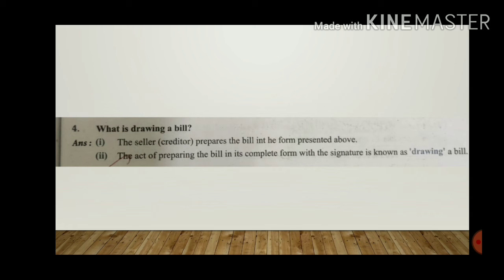The next one, what is drawing a bill? The seller is the creditor. Seller means creditor, buyer means debtor. The seller prepares the bill in the form presented above. The act of preparing the bill in its complete form with the signature is known as drawing a bill.